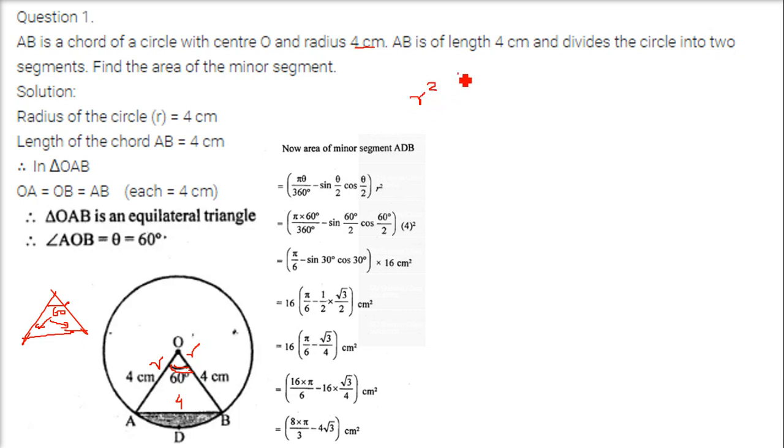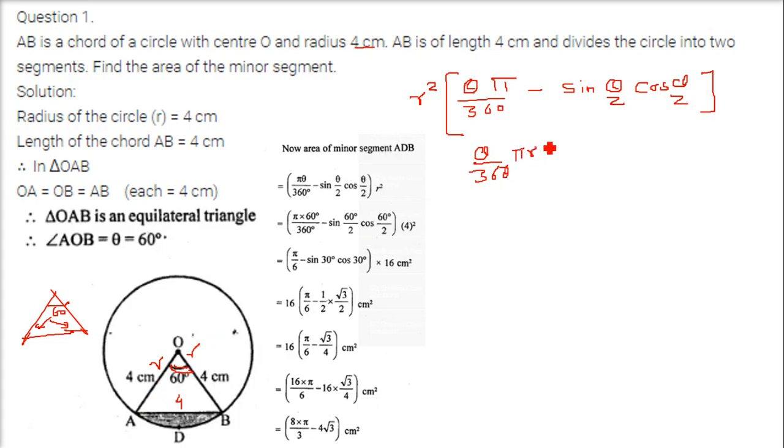Now the formula goes like this. We write r square outside, then theta by 360 into pi, then we subtract sine theta by 2 cos theta by 2 from this. And where has this come from? See, this is the sector. The area of the sector is theta by 360 into pi r square.